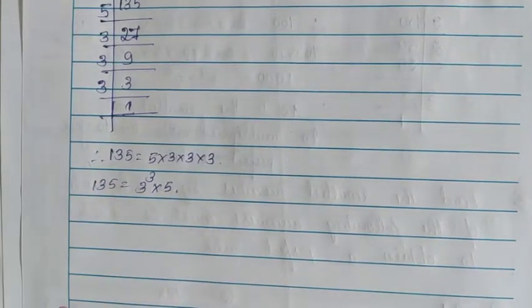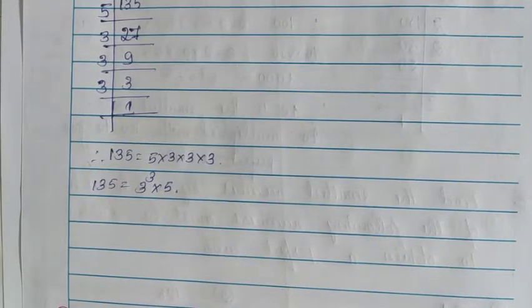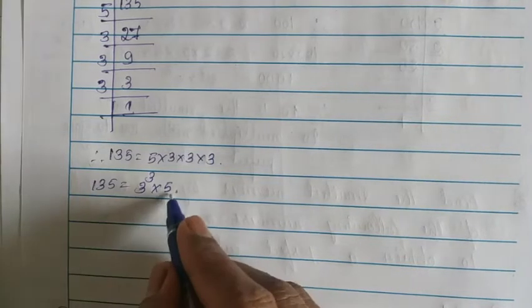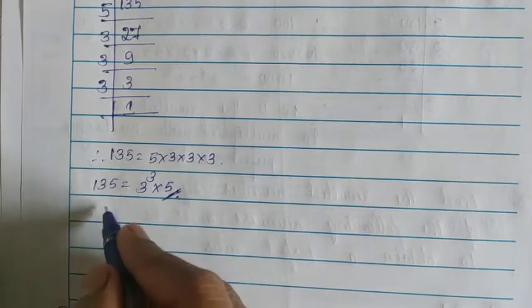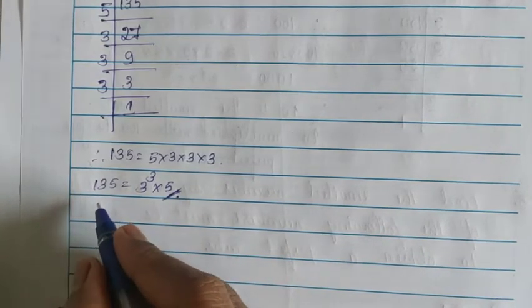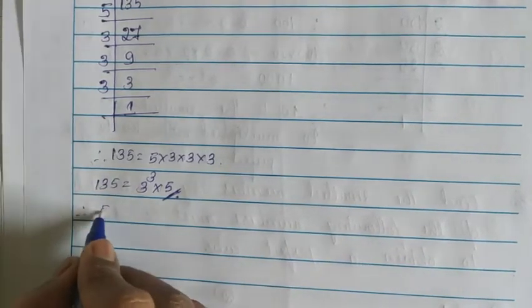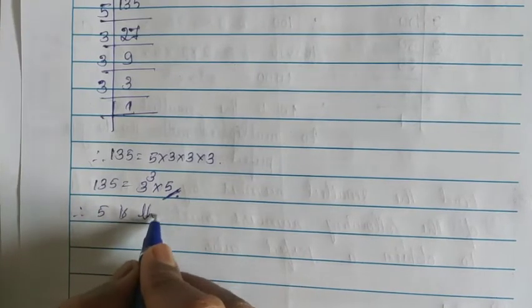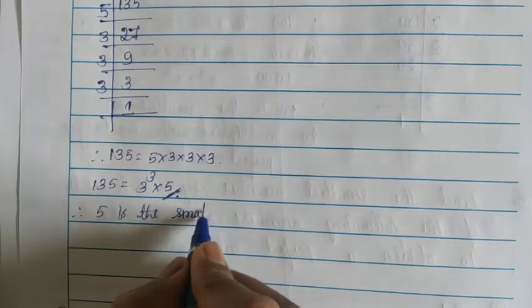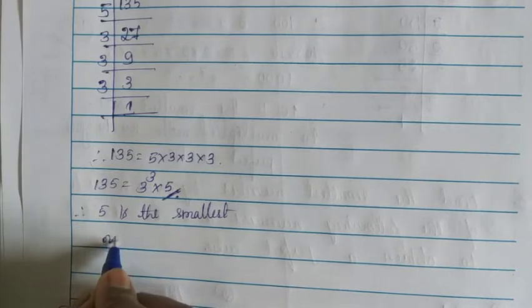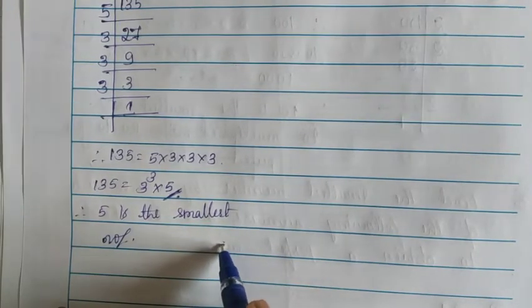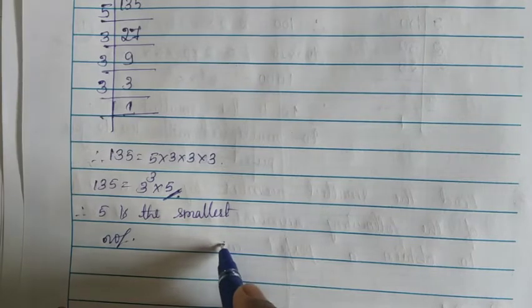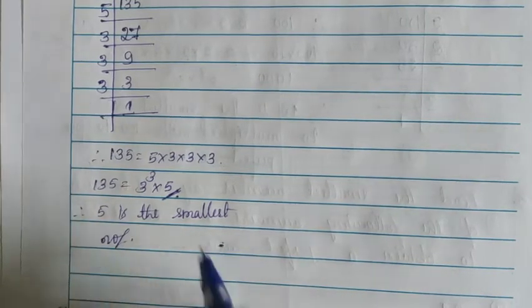See children, here which number is extra? Yes, 5 is extra. This is the number that divides the given number into a perfect cube. Therefore, 5 is the smallest number. All of you write it completely by looking at the previous solution.